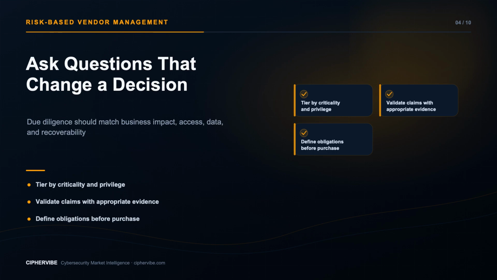Tier suppliers by impact. A public design library and a privileged endpoint agent should not receive identical review. Consider sensitive data, production access, tenant isolation, update authority, concentration risk, geographic and legal constraints, recovery time, and substitutability. For higher-risk software, ask how development environments are secured, dependencies are governed, vulnerabilities are disclosed and remediated, artifacts are protected, releases are authorized, incidents are communicated, and products are supported at end of life. Request evidence appropriate to the risk, without assuming a certification proves every product or period.